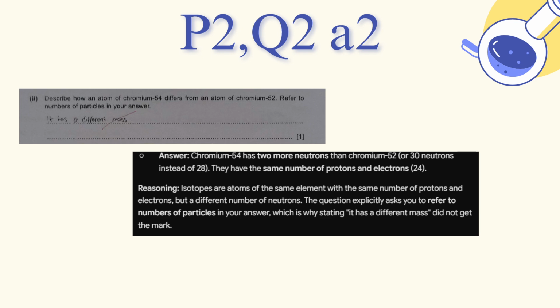Isotopes are atoms of the same element with the same number of protons and electrons, but a different number of neutrons. The question explicitly asks you to refer to numbers of particles in your answer, which is why stating it has a different mass didn't get the mark.